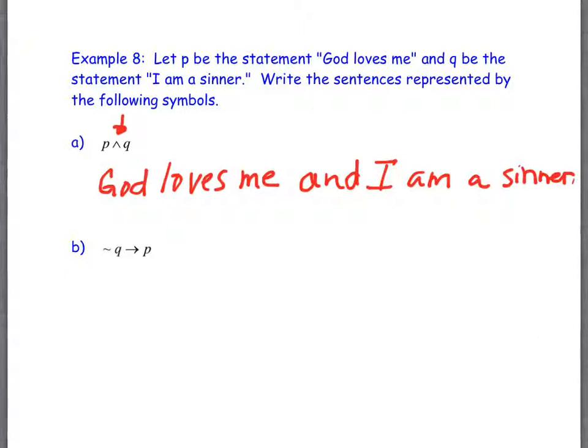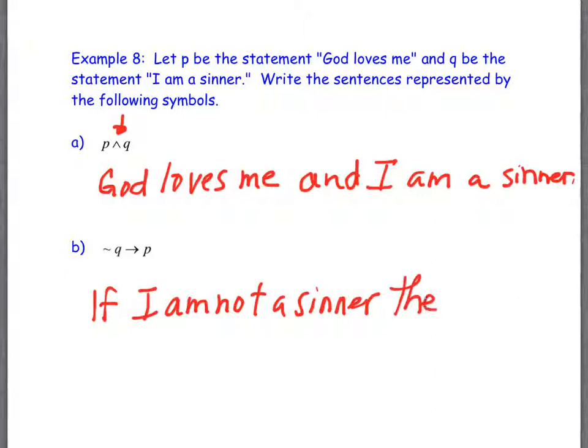Okay, the next one's got an arrow with it, right? What is that telling me? If then. It's an if then. So I'm going to start with the word if. That's the easiest way to write this. If what? If I am not a sinner, then what? Then, because I've got the then arrow, right? Then God loves me. And unfortunately, there are a lot of people who believe that, aren't there? But the only way that's going to work is if I get somehow good enough.